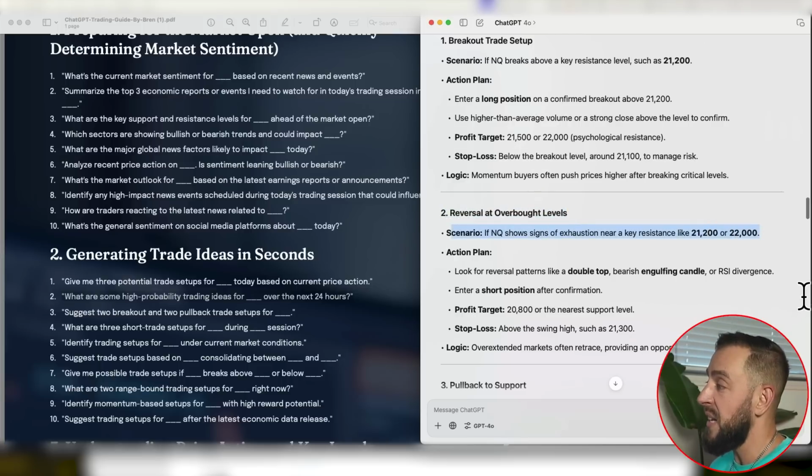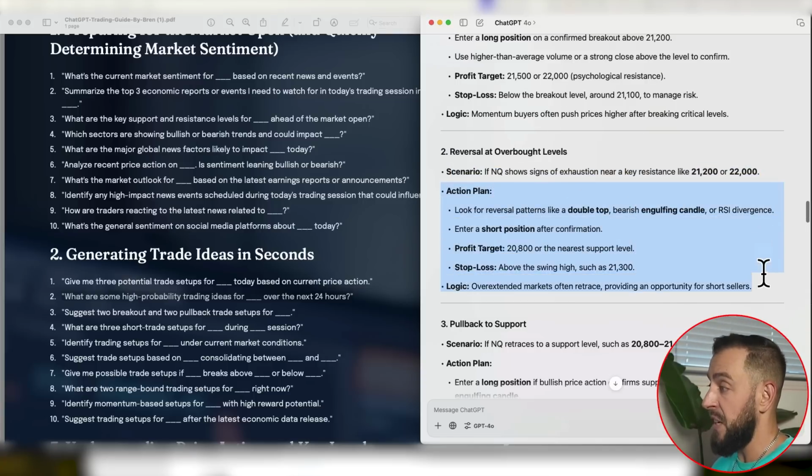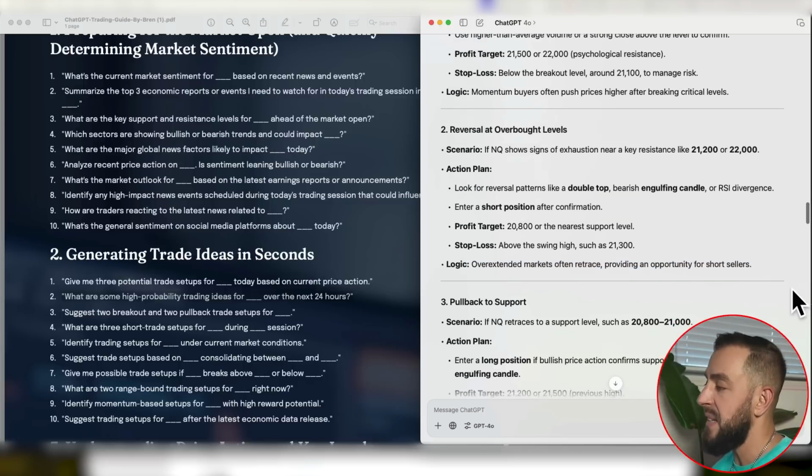If the NQ shows signs of exhaustion near a key resistance level like 21,200, here's an action plan for a reversal. Look for something like a double top and enter a short position with the profit target here and a stop loss here. And the logic is what? Overextended markets often retrace. Yes, one of the highest probability trades in all of trading is a reversion, or in other words, the price is always coming back to that moving average.